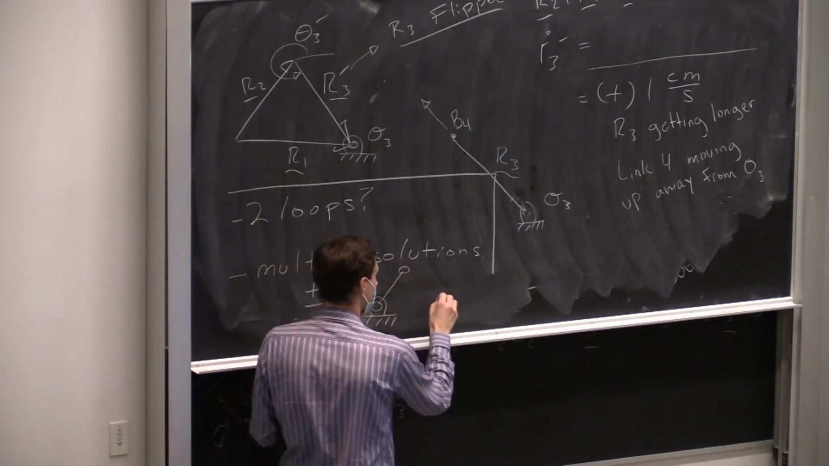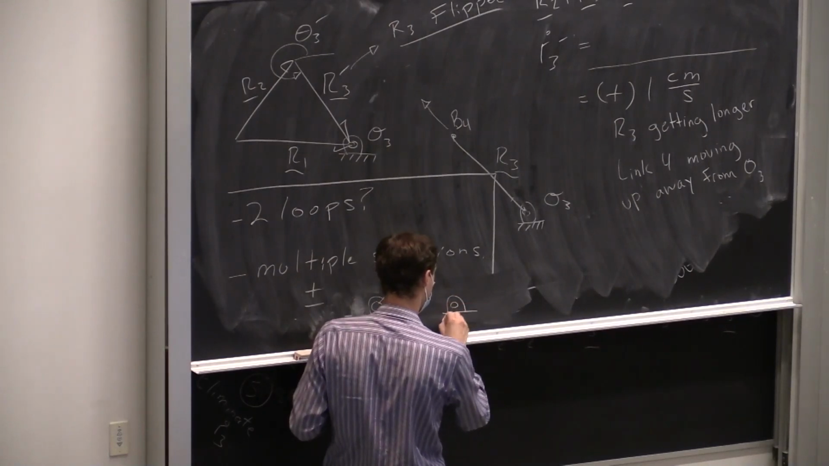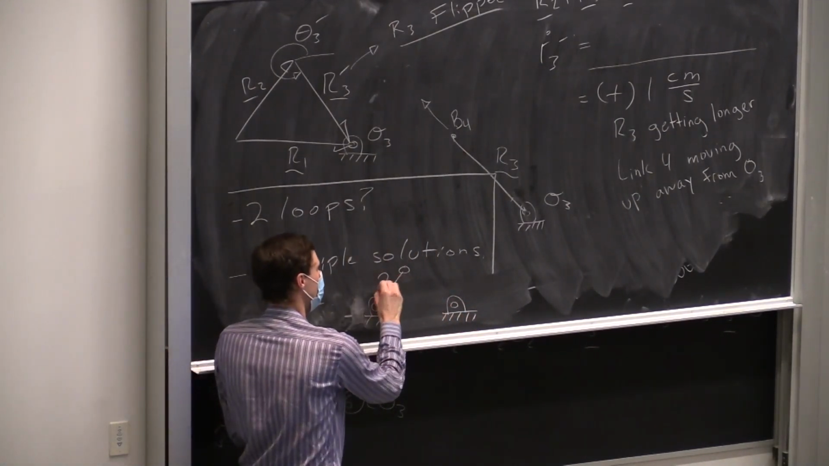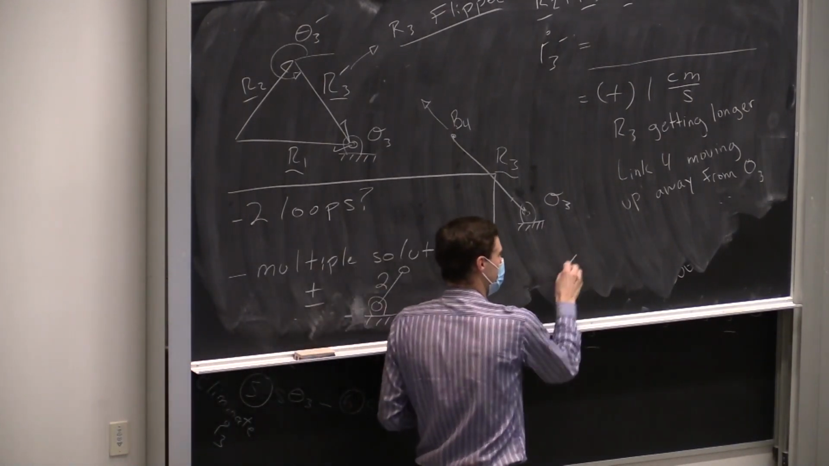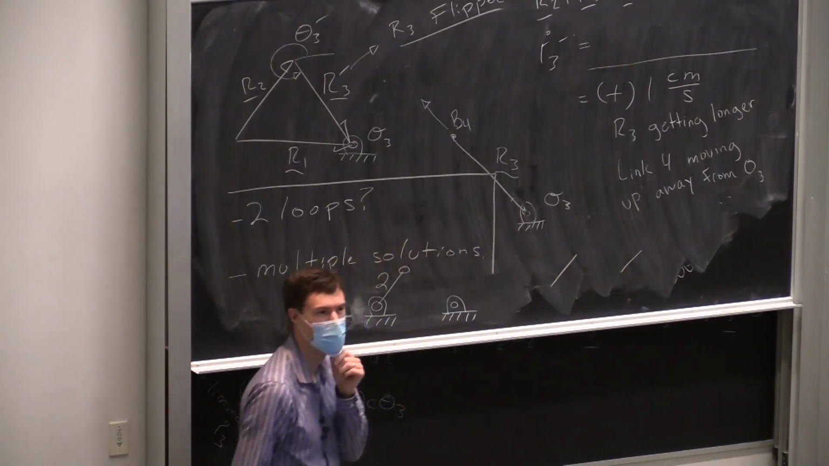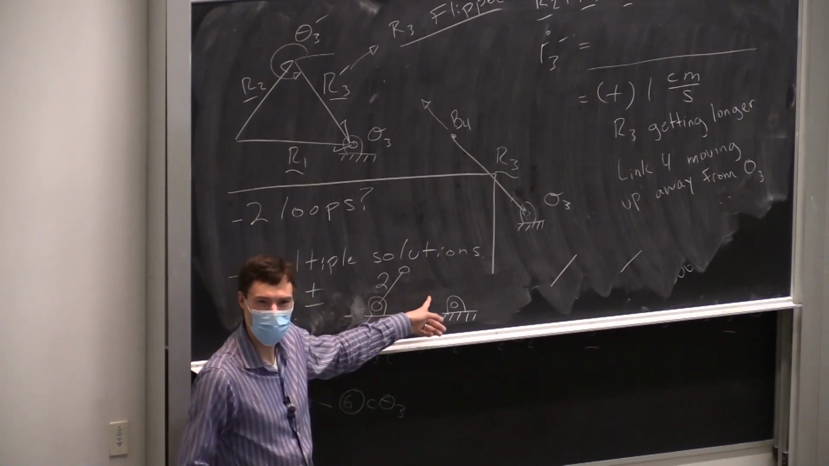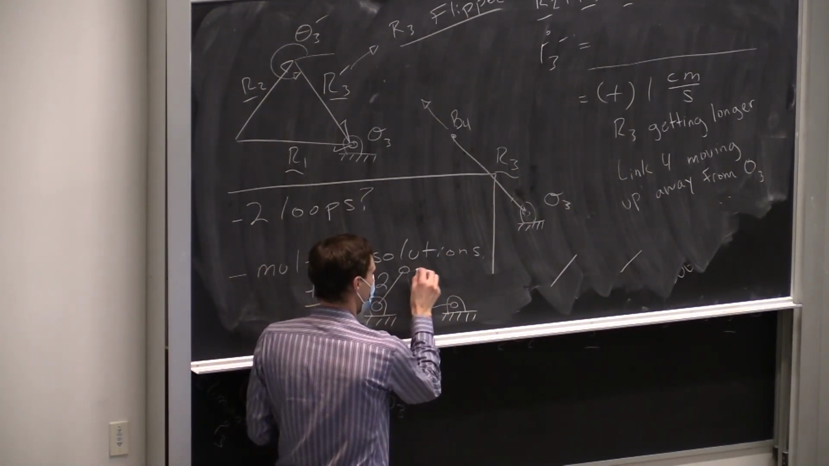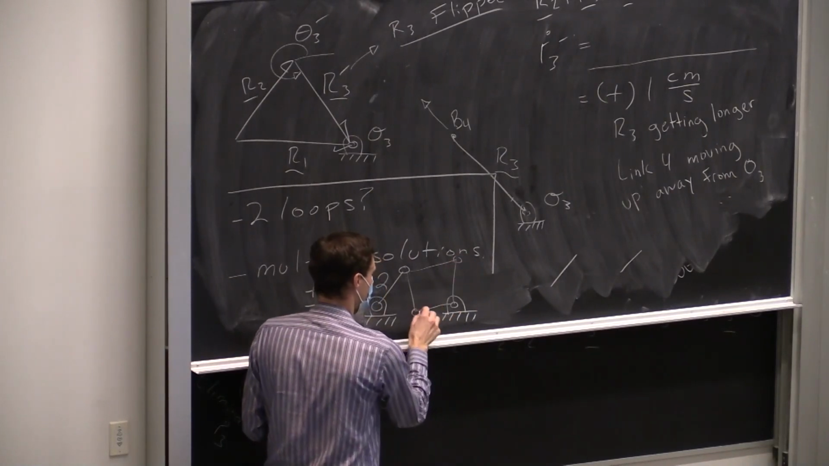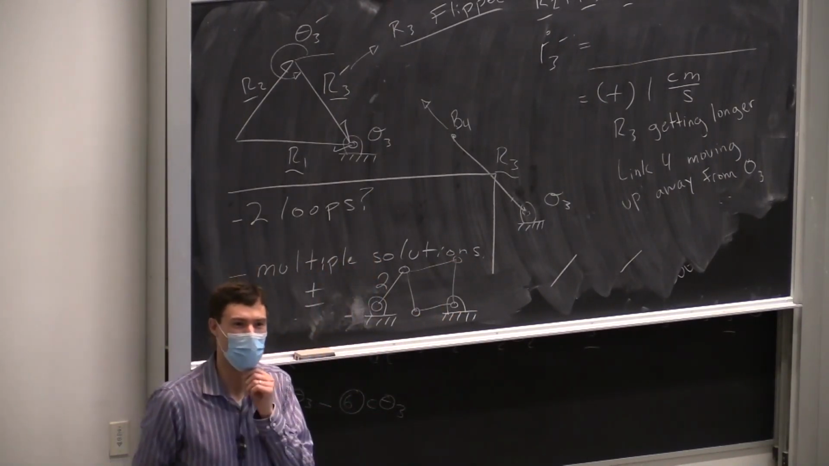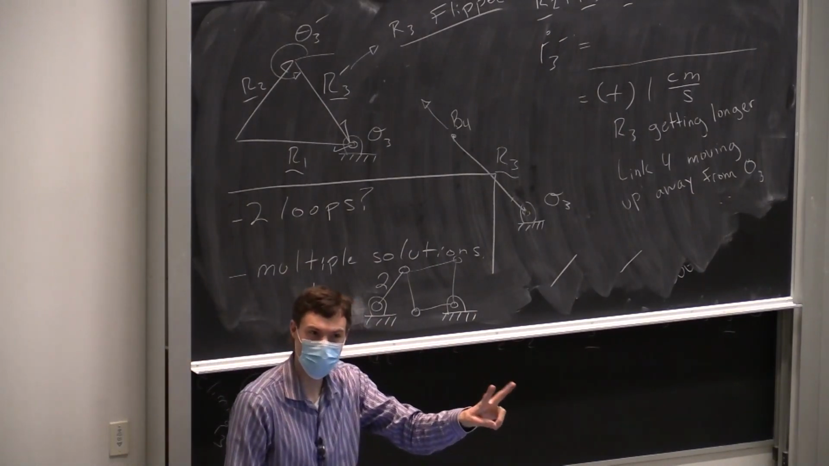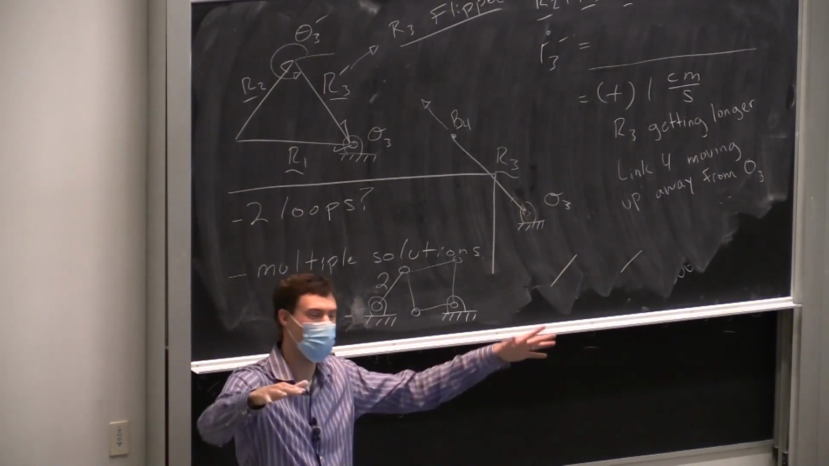I'll draw a really tiny one here. If this is my 4-bar mechanism, and this is link 2 here, and I give you 2 more links, link 3 and link 4. There's 2 ways you can put them on here, right? One solution is going to be here, and the other solution is going to be there. And the cool thing is our equations will tell you that there's 2 solutions. You'll see it. We'll have a quadratic equation for this one.